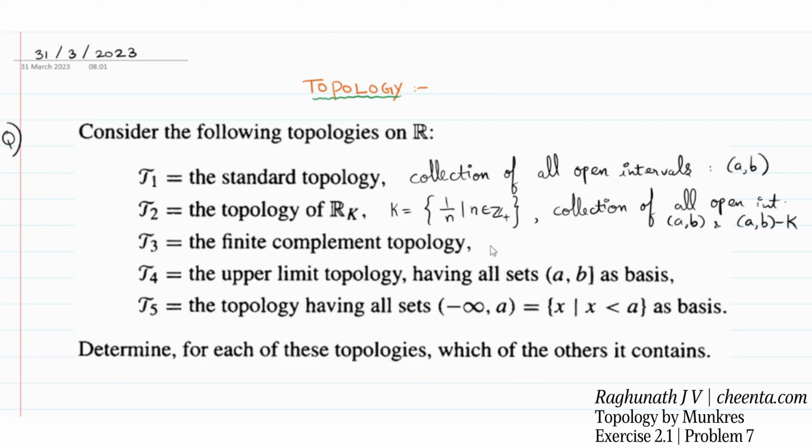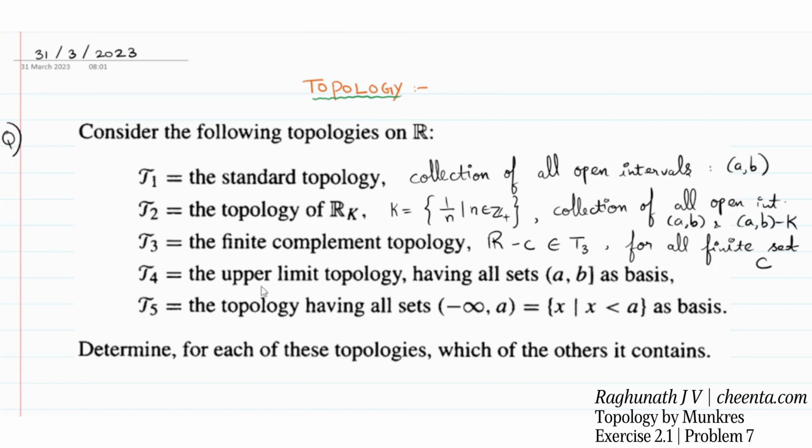And T3 is the finite complement topology. So this means that R minus C belongs to T3 for all finite sets C. Basically, it means that every complement of a finite set is an open set in this topology. So that defines the finite complement topology.